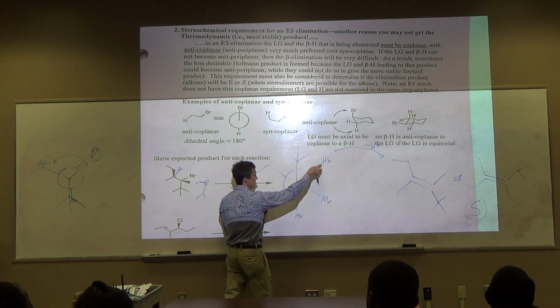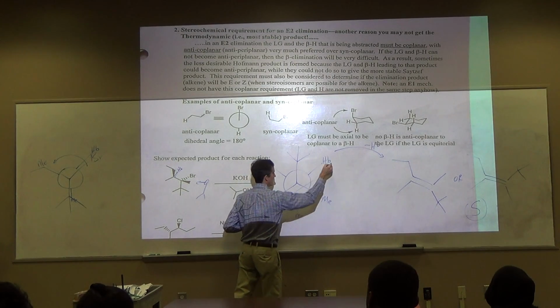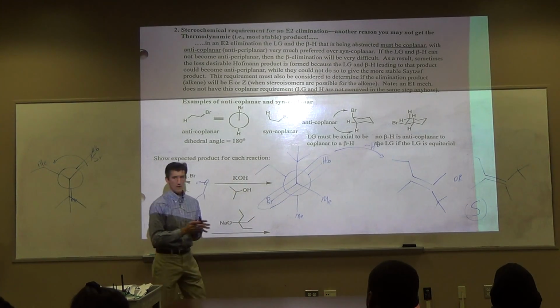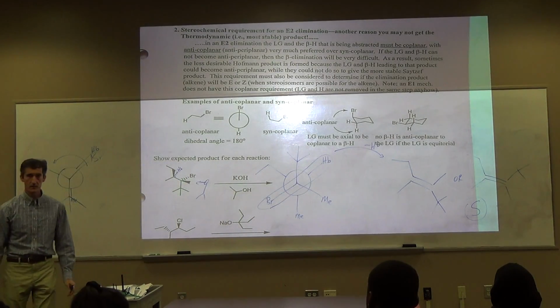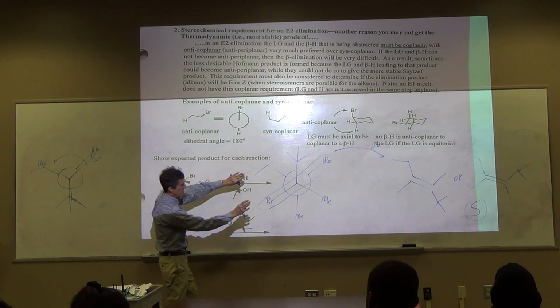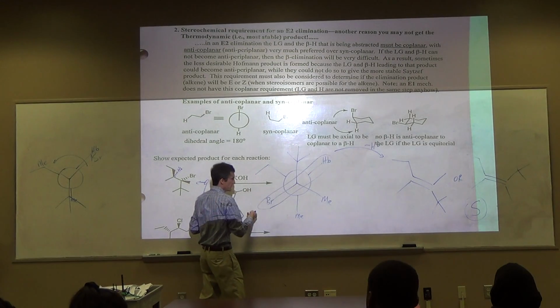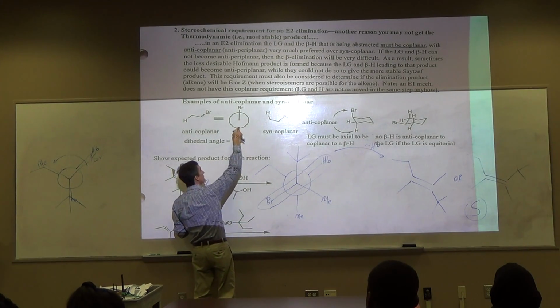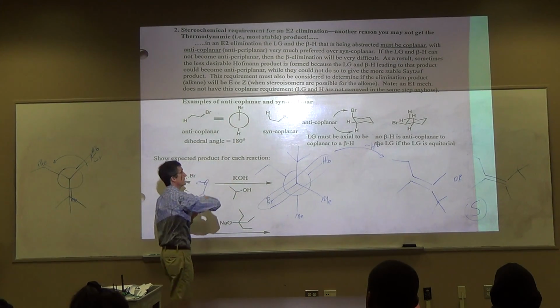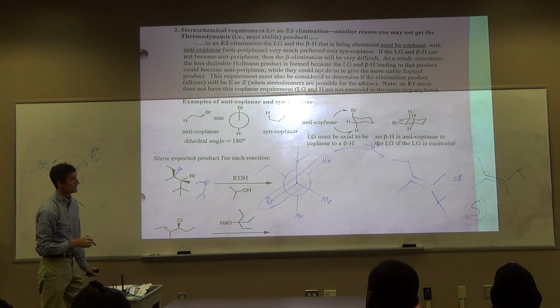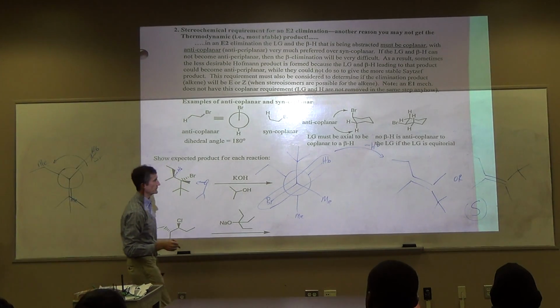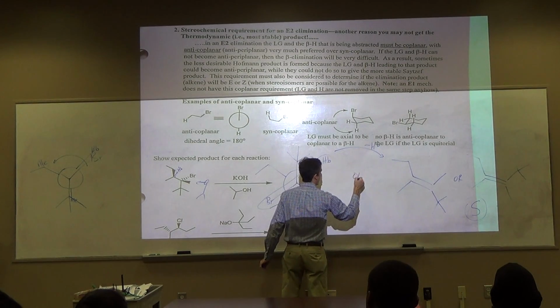Now look at the bromine and the H. What are they? Anti-coplanar. They're anti-coplanar. Okay? H directly that way, bromine directly this way. H directly this way, bromine directly that way. That's when the elimination will take place.